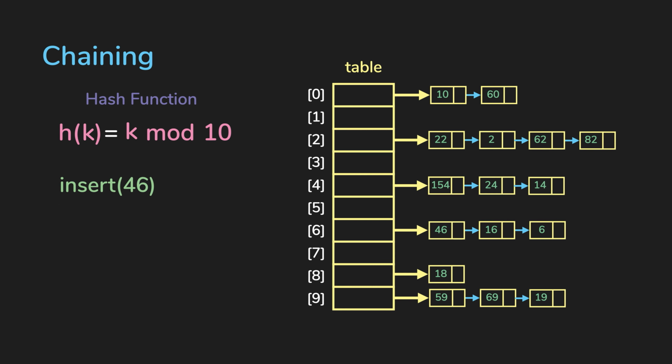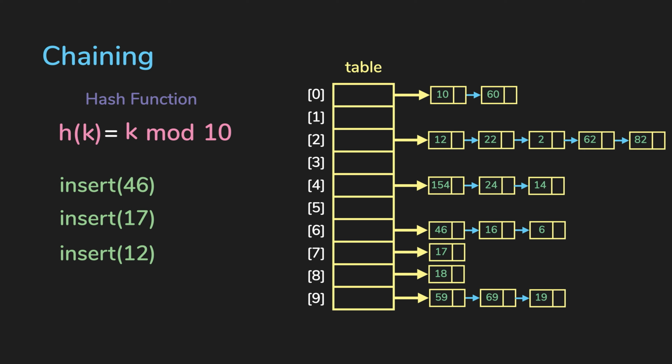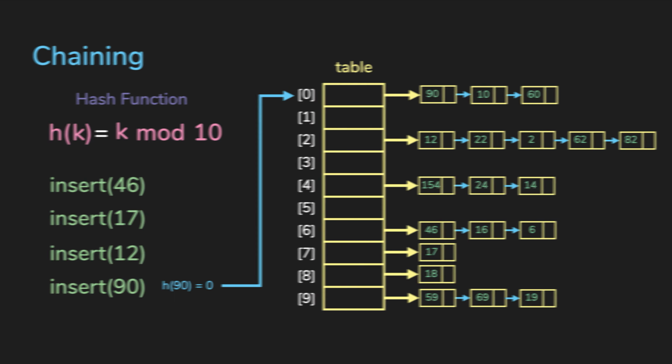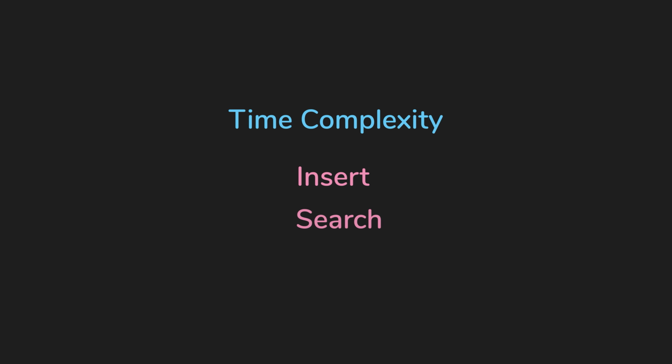This also works in the same way if the bucket is empty. We just need to add a new node as the head. And we can keep on adding keys to the hash table like this. So what's the runtime for insert, search, and delete?